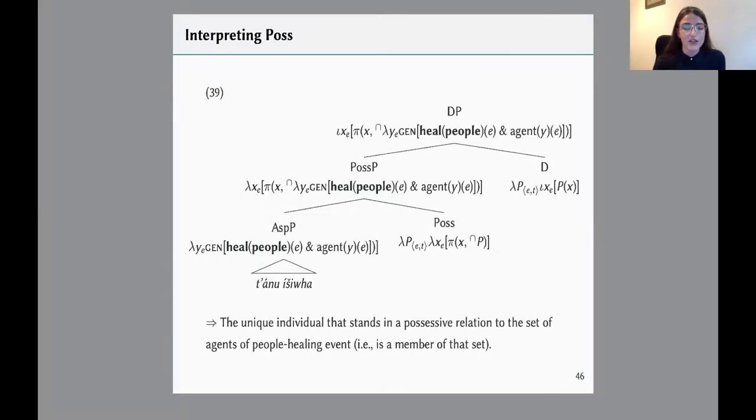Now, this is a giant tree that's a bit difficult to take in all at once, but essentially this is showing you that pos will take the entire verbal structure as its first argument and then establish some relationship with a possessor that's not actually pronounced higher in the structure. Then this will compose with the silent definite article. And at the end of the day, we get the correct meaning, which is the unique individual that stands in a possessive relation to the set of agents of people healing events. So simply the unique individual who is a member of a people healing event agent set.